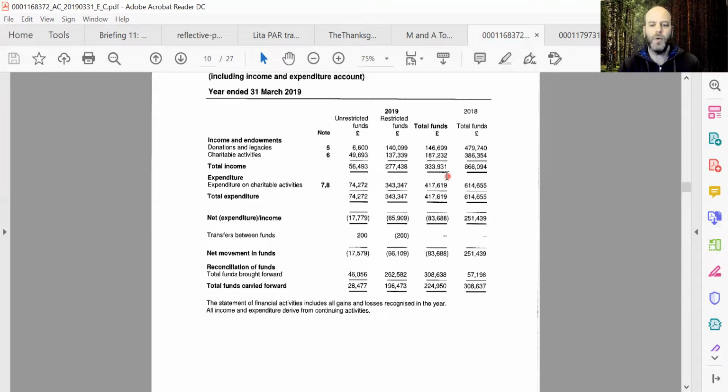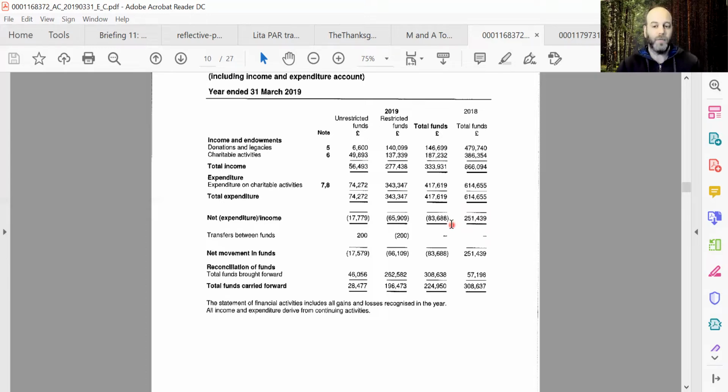But against that, income's fallen by two-thirds, yet when we look at how the money's been spent, that hasn't dropped by two-thirds. In fact, it hasn't even dropped by half. So there's something there about how the charity is spending money. At the moment, it's spending above its means in that year. So we can see the net expenditure: it's spent out more than it's brought in.